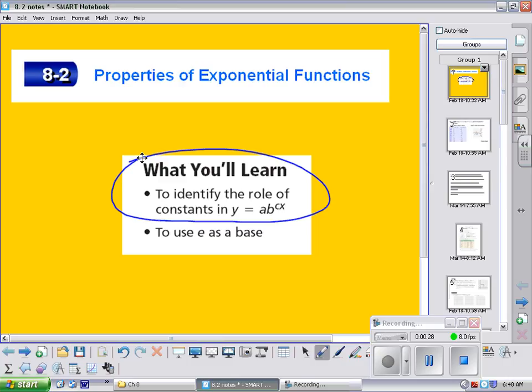Using e as a base, what we're really going to focus on is compound interest and how compound interest works. Also that goes into half-lives and all that good stuff. So basically, today we'll cover the translations and the half-lives, and tomorrow we'll talk about compound interest. Okay? So I'm going to get started here.